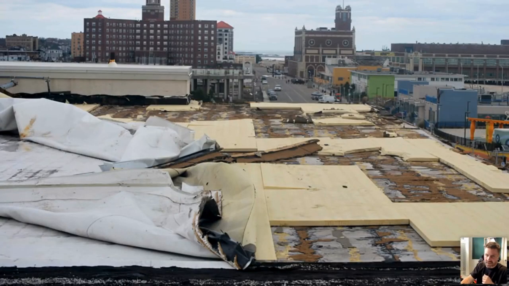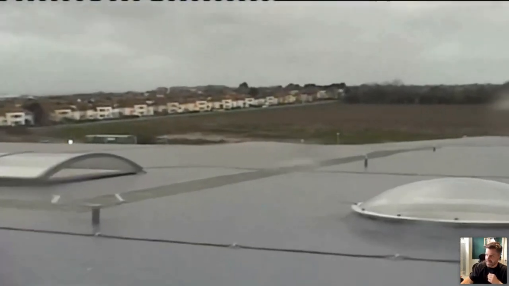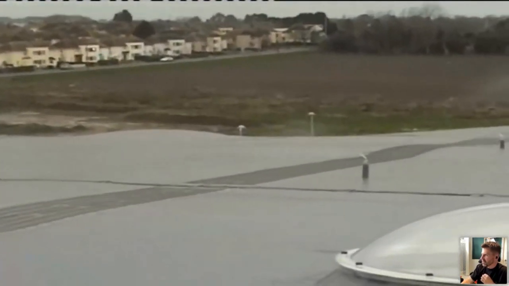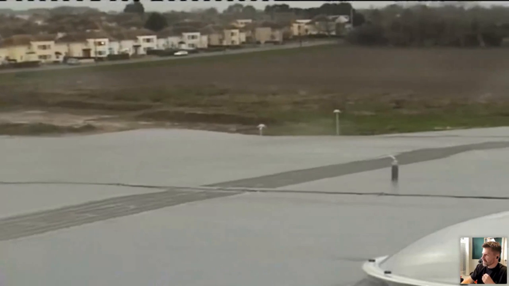Like I say, the consequence of not mechanically fixing, not doing wind uplift calculations correctly and everything like that. This roof has obviously blown off, and that's what can happen with these kinds of systems. Just another example here. This isn't me on this roof, by the way. I was sent this video.